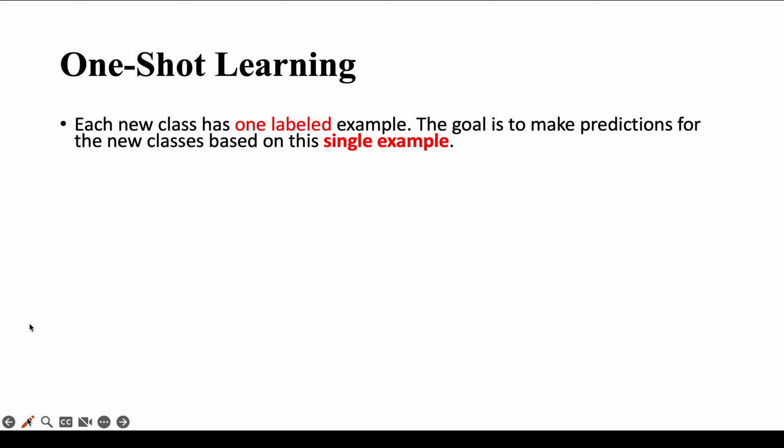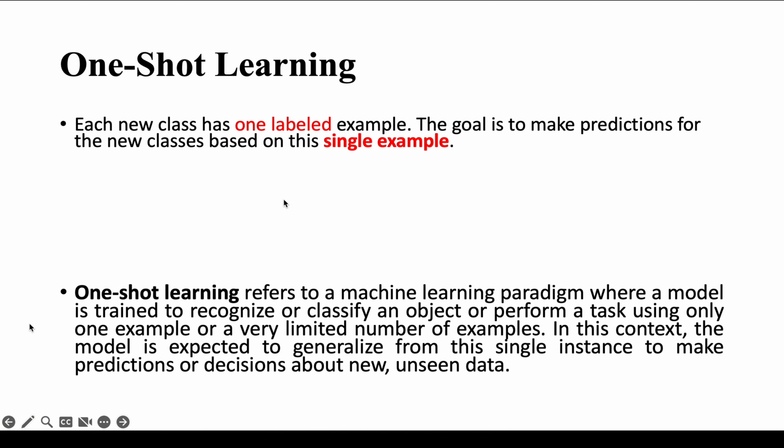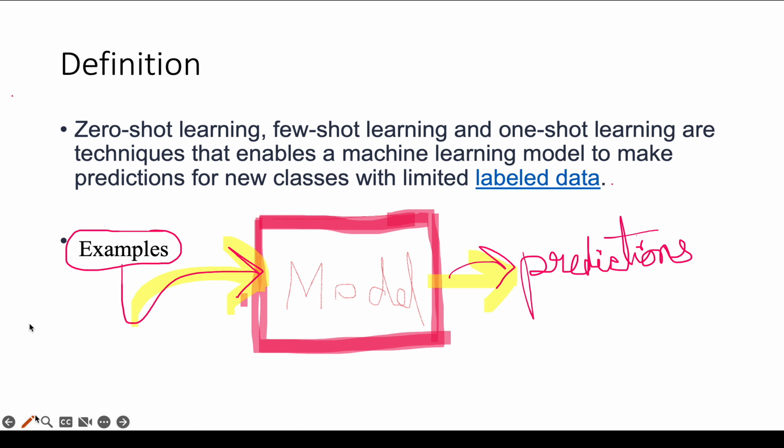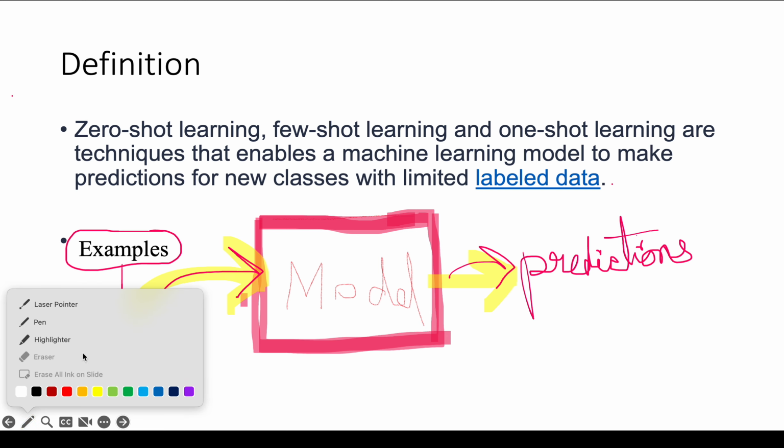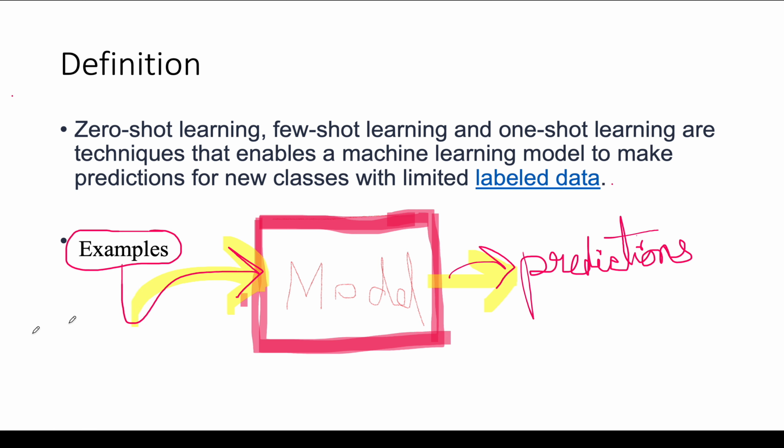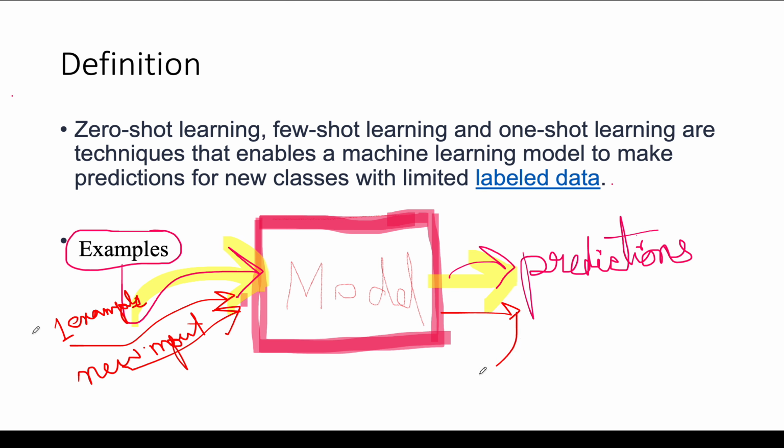For example, if I provide one example to the machine learning model, then it is one-shot learning. After that, I will provide unseen data, like a new input, and the model will classify this input based on this example. Classification will be based on these examples.